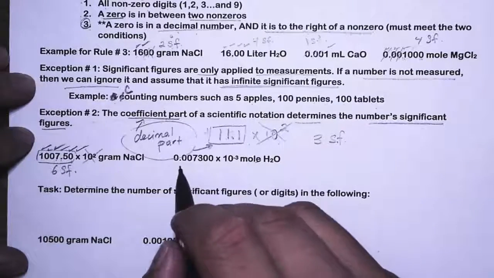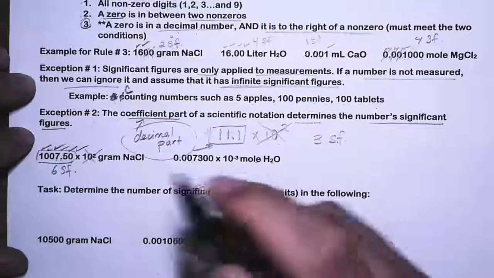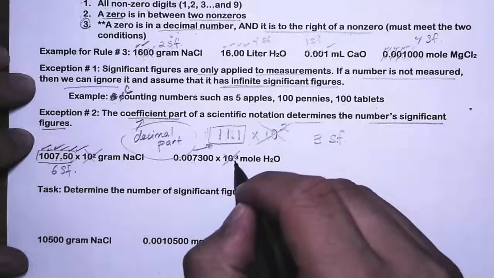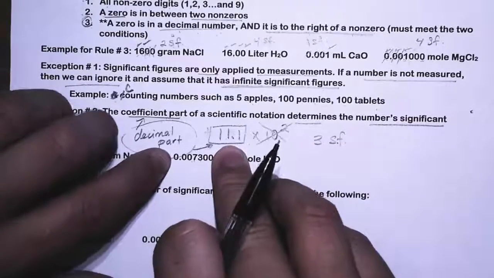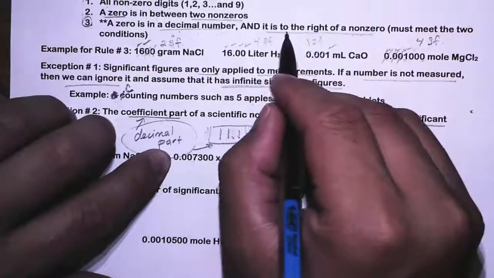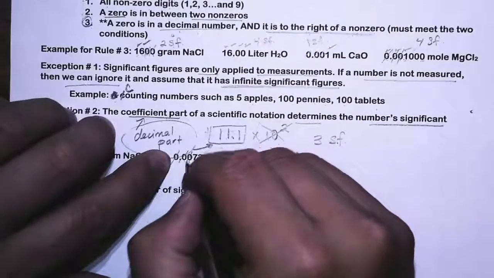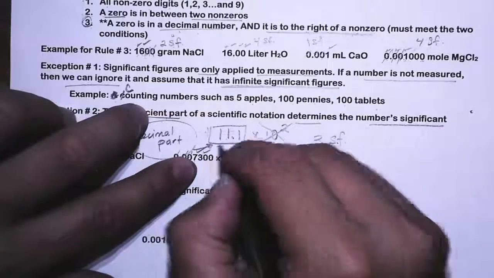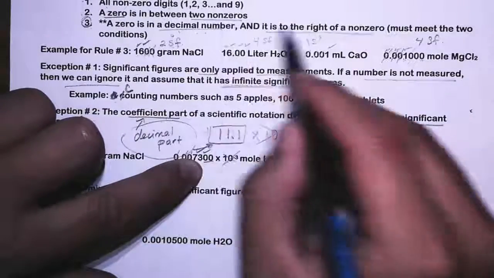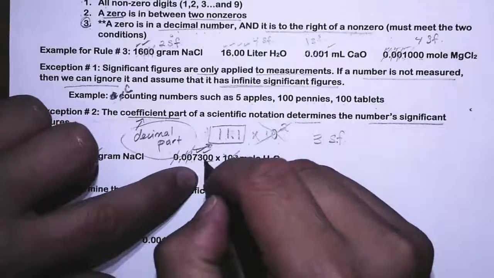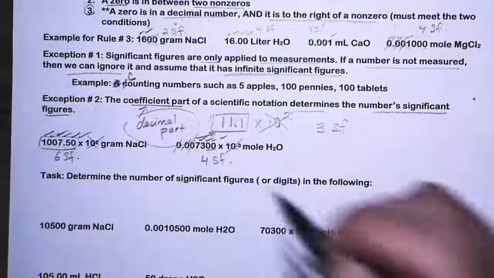Let's try the next one. We have 0.007300 times 10 to the negative 3 moles of water. So we can ignore the exponent part again. We just covered that. Let's look at this. Are these zeros significant? No, because look at rule number 3. It is not to the right of a non-zero. It is in a decimal place, but it's not to the right, so it's not. So as well as this 0. 7 is significant. What about 3? Yes, because it's a non-zero. What about these 0s? Of course, yes. They are in a decimal number, and they are to the right of a non-zero. So 1, 2. They are both significant. So the total is 4 significant figures.